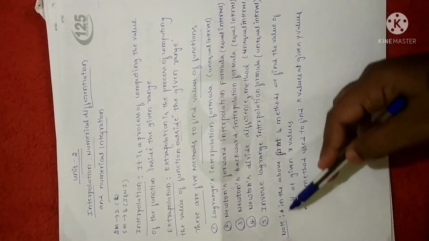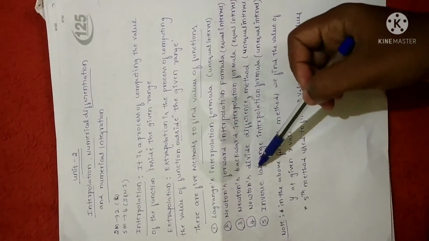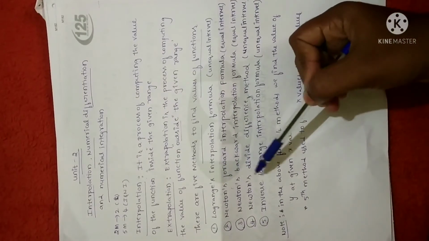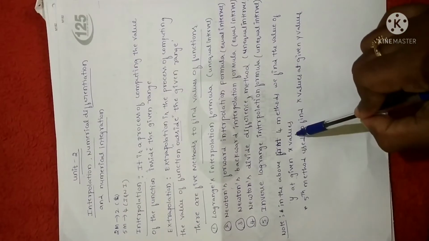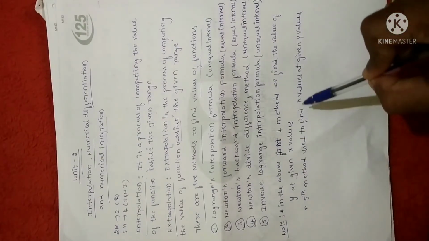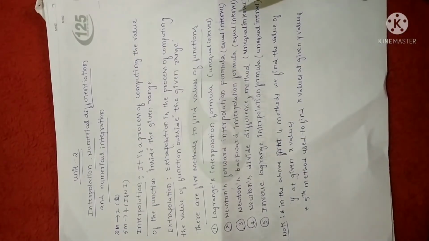Further, I have stated in a note that the first 4 methods, that is Lagrange, Newton forward, Newton backward, and Newton divided difference method, we will be finding the value of y at given values of x, whereas in the fifth method we will find the value of x at certain given y values.